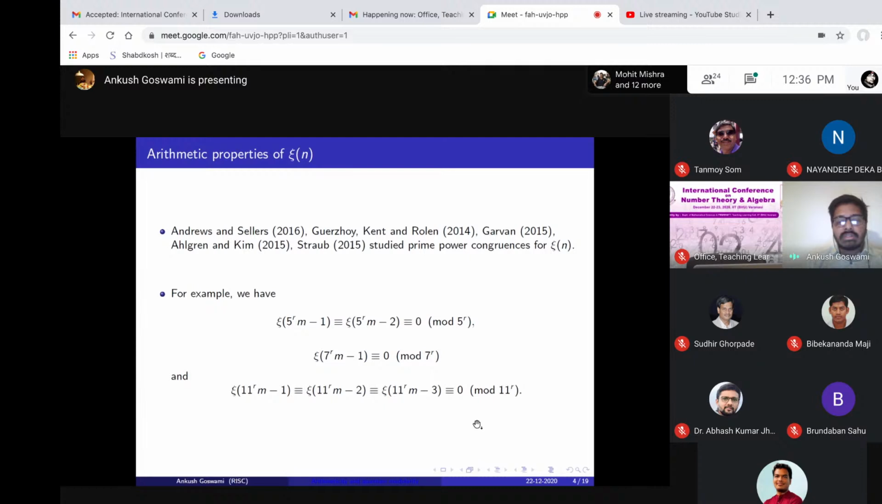Okay, so in a recent work, what I did was I extended all these congruences, of course, to prime power modulus, but at roots of unity. Now, what I mean by this is the following.